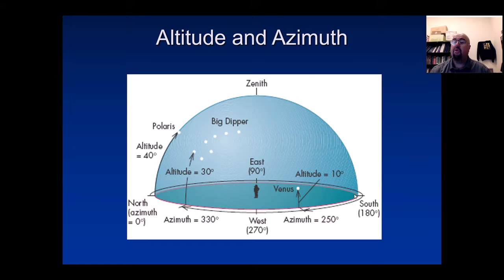Now, another thing that's important is there's an imaginary line that runs from north through the zenith to south called the meridian. And that's important because if something is rising in the east, it is rising until it hits the meridian, and then if it's west of the meridian, it is setting. Okay, so if you're rising, you're east of the meridian. If you're setting, you're west of it. Also, when you're on the meridian, that is your highest altitude for the day.